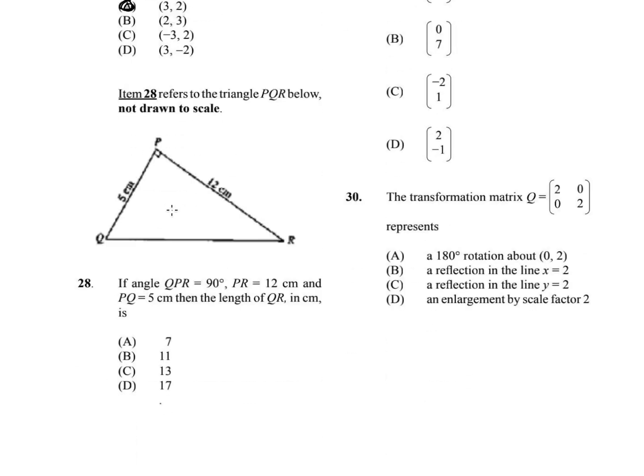Item 28 refers to a triangle PQR below, which is not drawn to scale. If angle QPR is 90 degrees, PR is 12, and PQ is 5, then the length of QR in centimeters is how much? What this is asking for is the hypotenuse. The answer for this question is C.